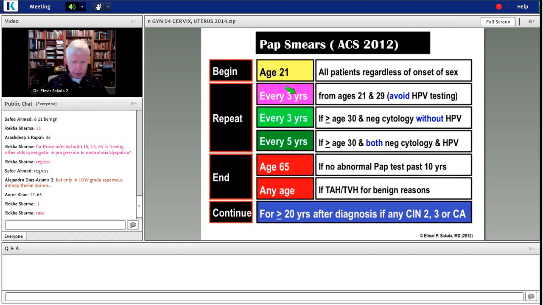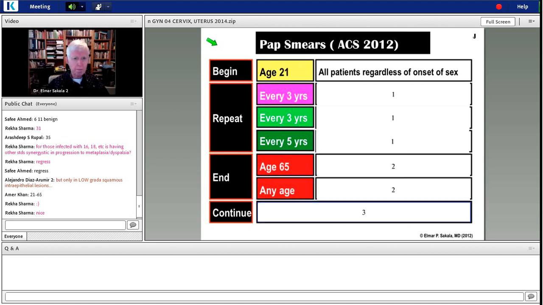Okay, let's look at your handout. This has information that you need to know for the exam. When do you begin pap smears? We begin pap smears at age 21 on all patients, regardless of onset of sexual activity. If a 20-year-old comes in and says, I'd like to have a pap smear, your appropriate response is, come back in a year. If an 18-year-old comes in, you say, come back in 3 years.